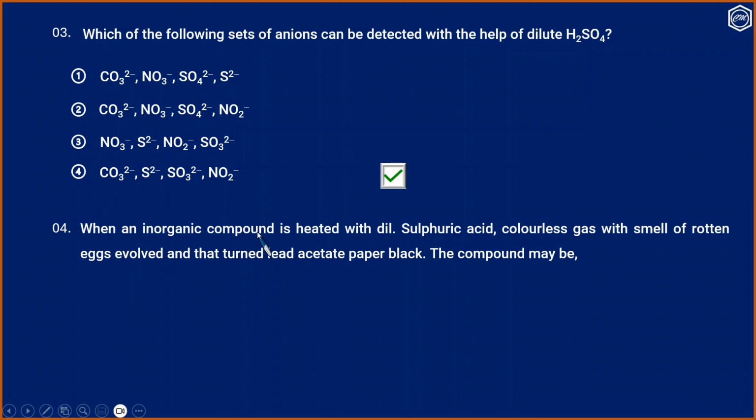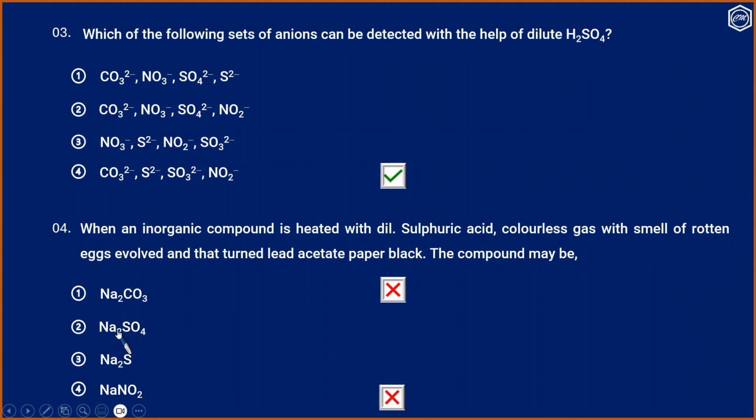Question 4. When an inorganic compound is heated with dilute sulfuric acid, a colorless gas with the smell of rotten eggs evolved and that turned lead acetate paper black. The compound may be sodium carbonate, sodium sulfite, sodium sulfide, or, fourth option, sodium nitrite. And we know that the gas with the smell of rotten eggs is hydrogen sulfide. So therefore, we can eliminate option 1 and option 4. And the sulfate will not release hydrogen sulfide. So option 2 also is wrong. Hence the correct option must be the third option, that is sodium sulfide.